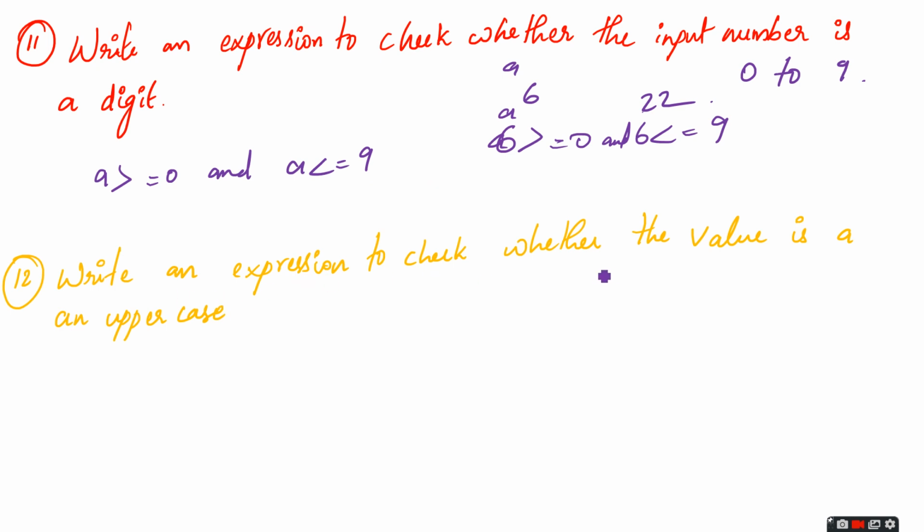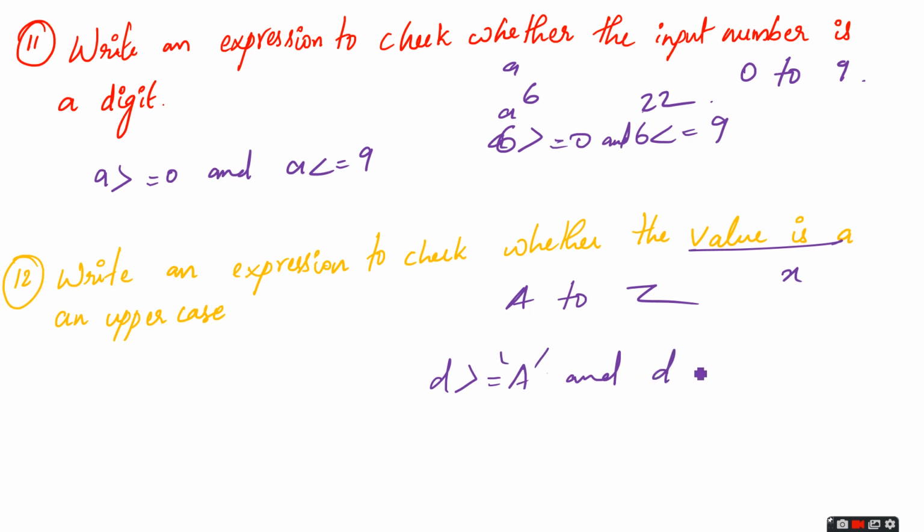Next, write an expression to check whether the value is an uppercase letter. We know the uppercase letters mean capital letters A to Z. Now we are inputting the value. We can take it as x. Again we can write, if I am inputting the letter D and we are checking whether D is an uppercase letter or not. That means D should be greater than or equal to 'A', and A means it is a letter, so it should be enclosed in single quotes. Okay, it is a string, and D should be less than or equal to capital letter 'Z'. If the condition is true, it is an uppercase letter, otherwise it is a lowercase letter.